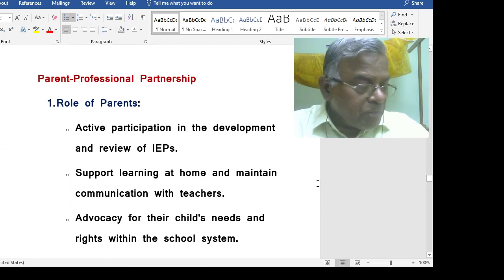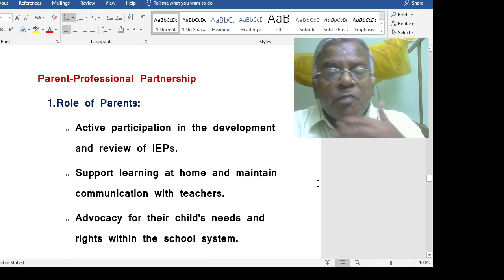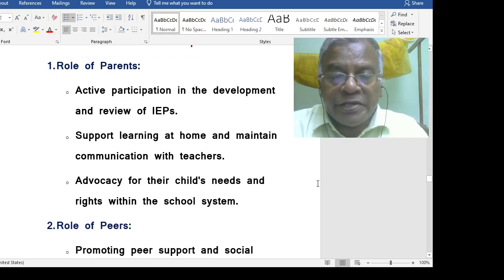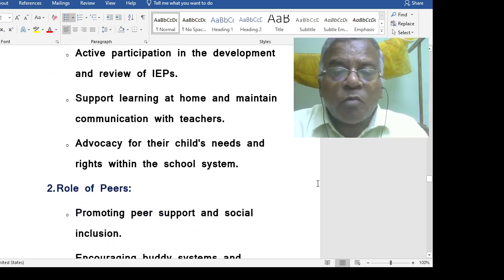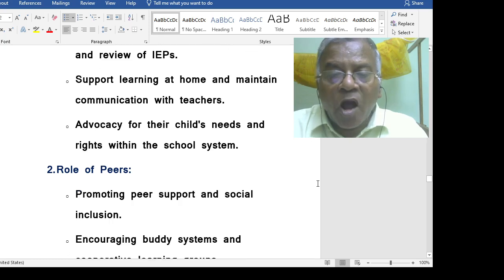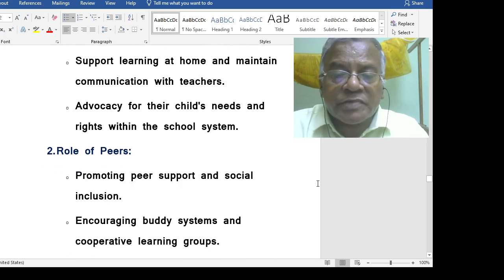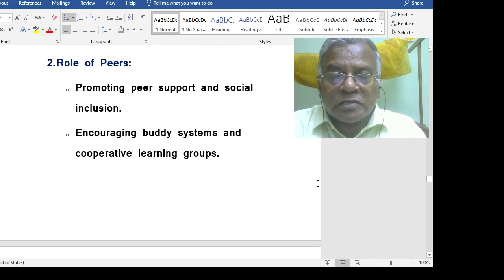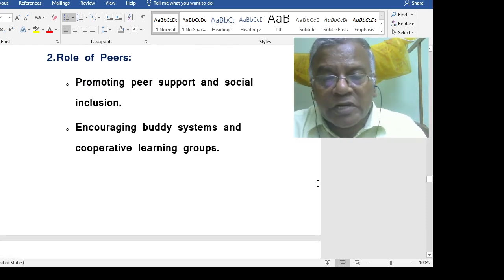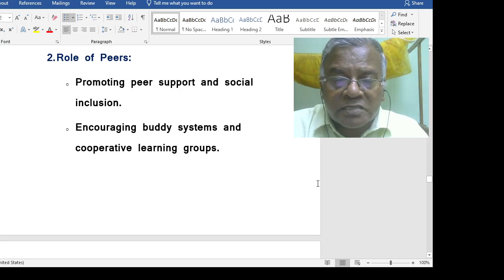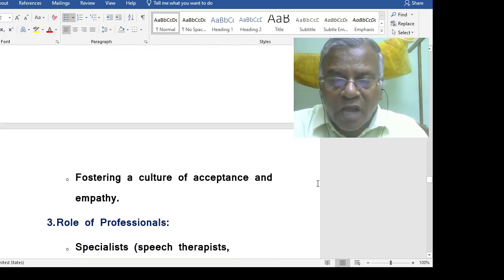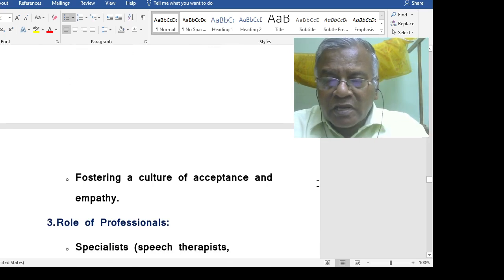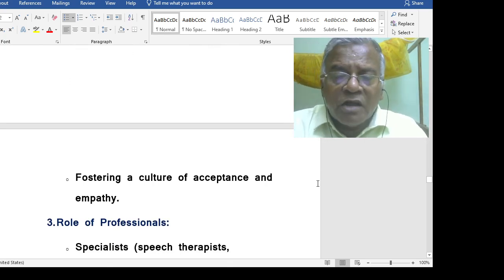Parent-professional partnership, role of parents: active participation in the development and review of IEPs, support learning at home and maintain communication with teachers, advocacy for the child's needs and rights within the school system. Role of peers: promoting peer support and social inclusion, encouraging buddy systems and cooperative learning groups. I mean, the friends themselves help each other, that is the idea here, fostering a culture of acceptance and empathy.